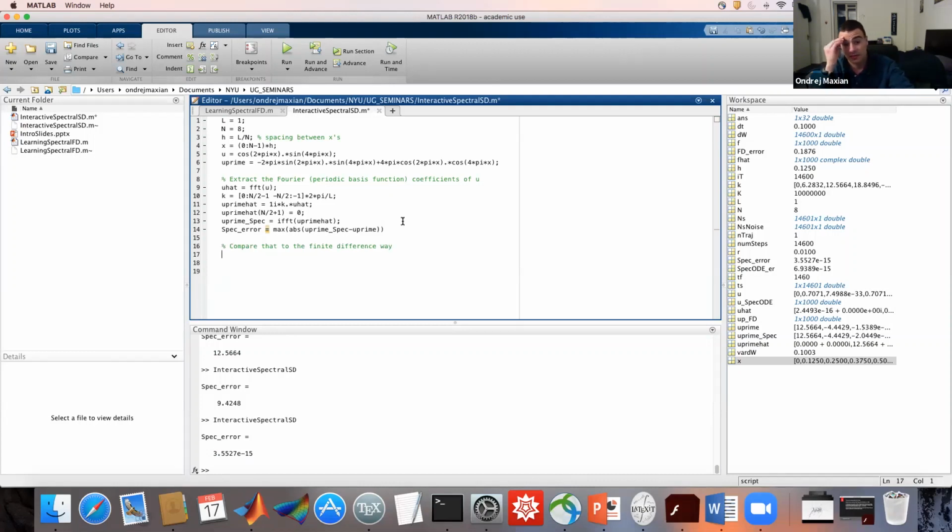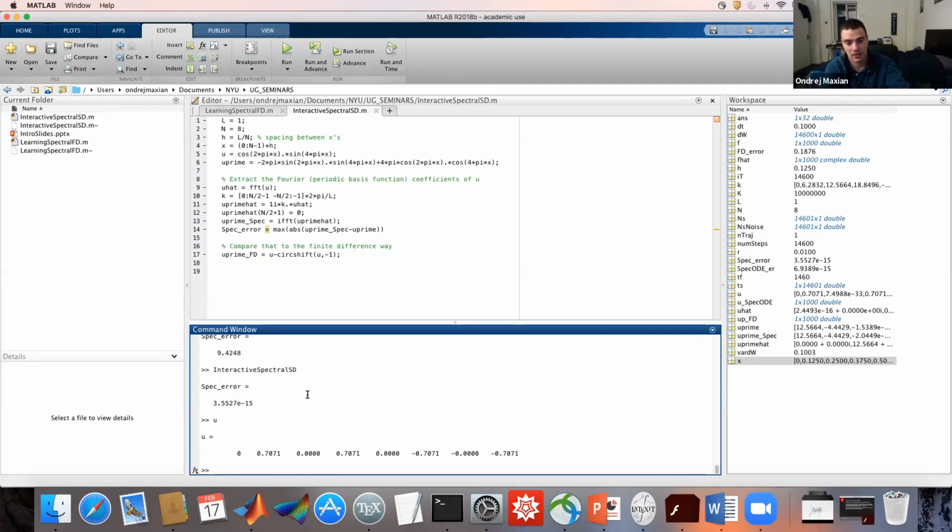So remember, in the finite difference way, what we do is we take, I'm going to call this U prime finite difference, we take U and we subtract from it U at the value before that to get the derivative. So in MATLAB, you can code that up just by doing what's called circ shift of U minus one. And if you do that circular shift, what it does is it shifts everything in the array over.